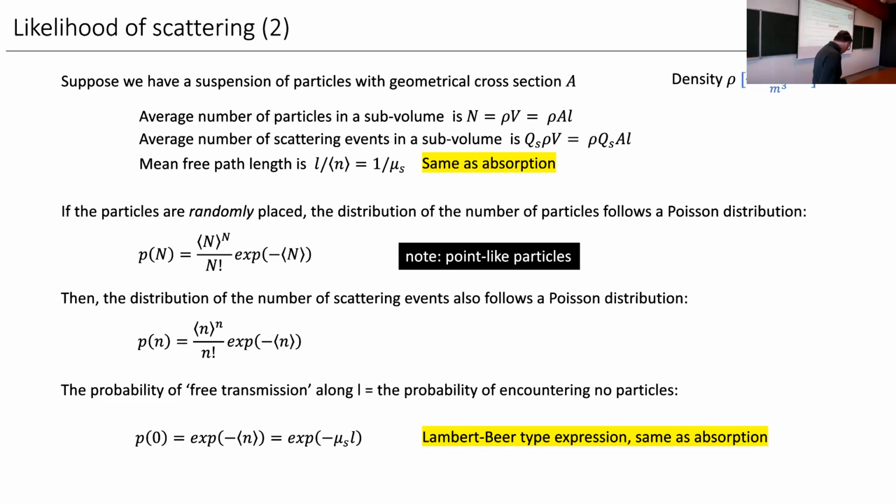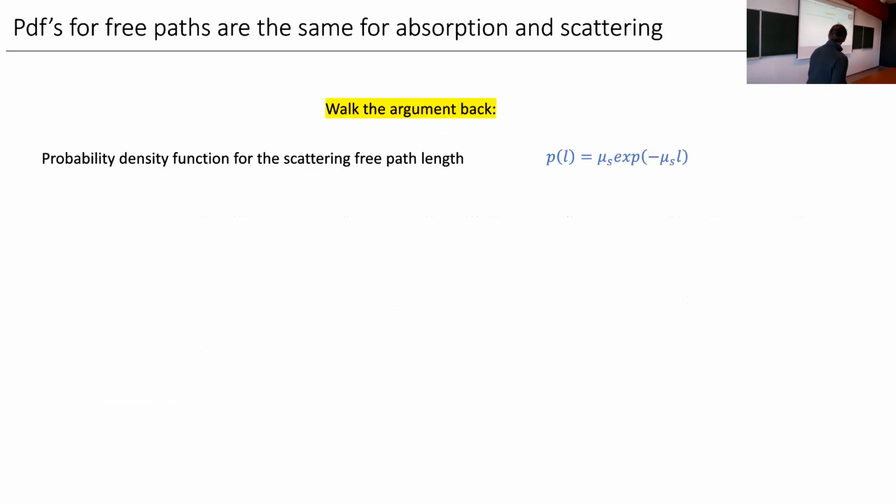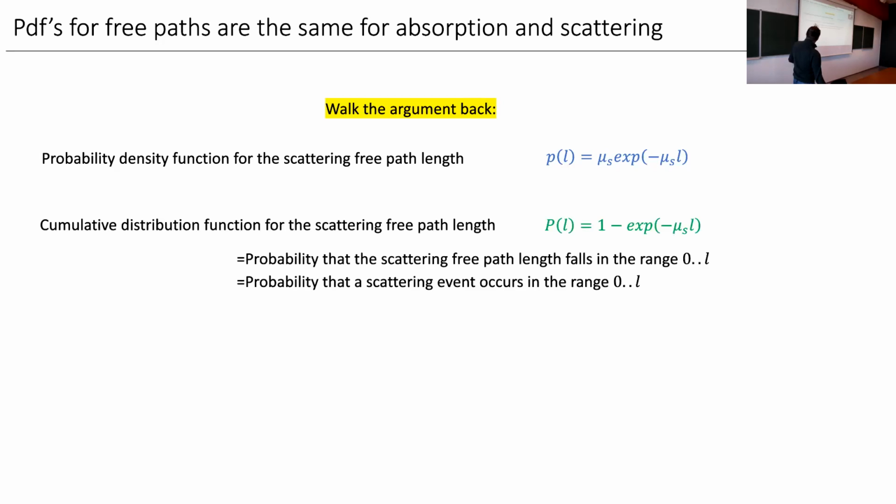We can use that, just like we did in Monte Carlo, to sample step size and calculate the probabilities of step size. You of course have to properly normalize it in order to make it a probability function. This is the probability density function for the mean free path. That means that this cumulative distribution, or the probability that the free path falls within an interval ranging from 0 to L, is like a cumulative distribution function.